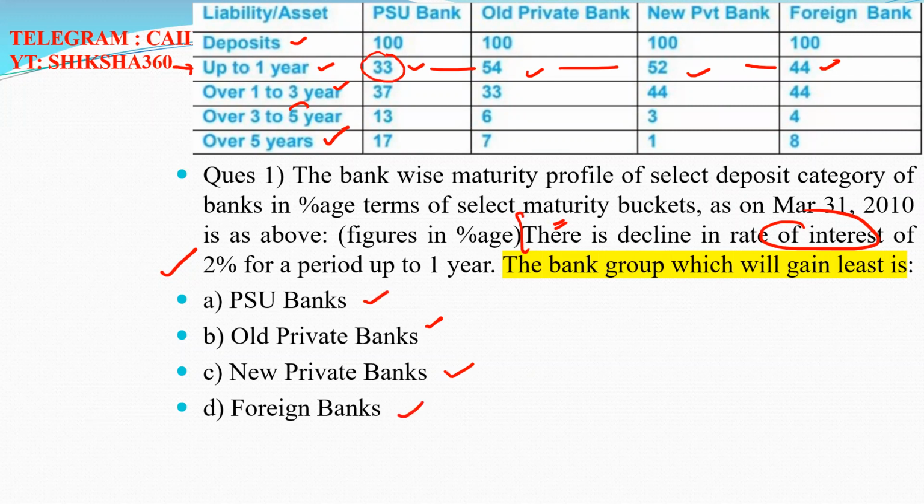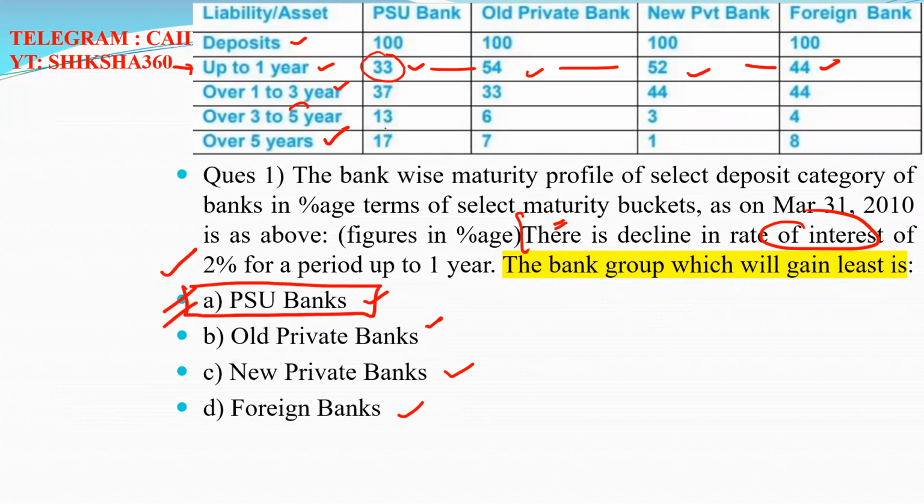That is only 33%, out of 100. So the bank group which gains the least is PSU banks, because they have deposits of only 33% under that category, up to 1 year. So the correct answer is PSU banks.